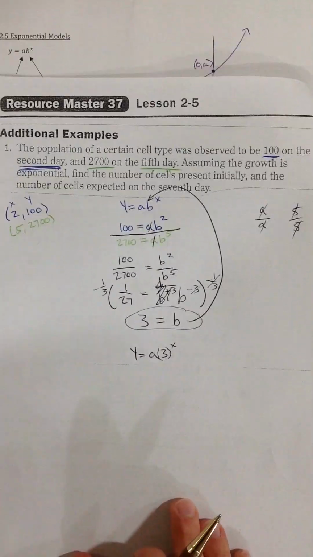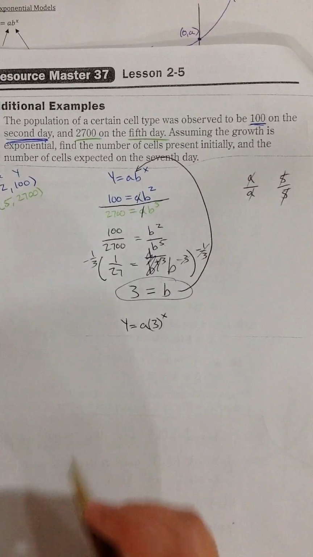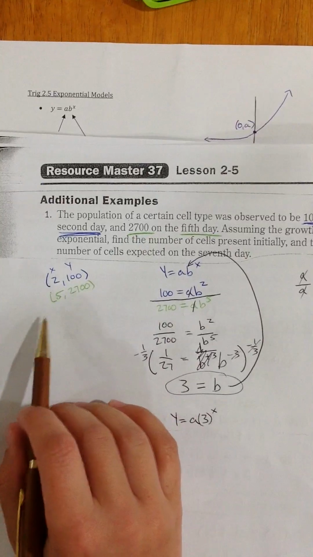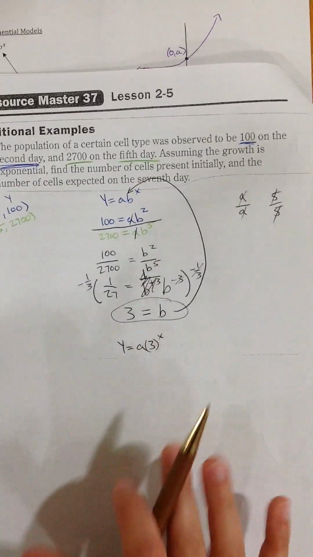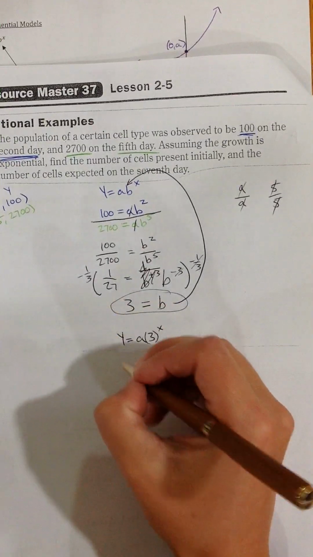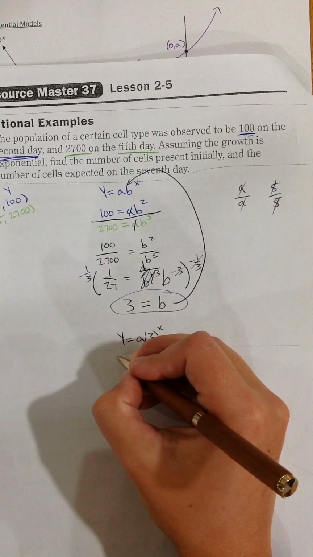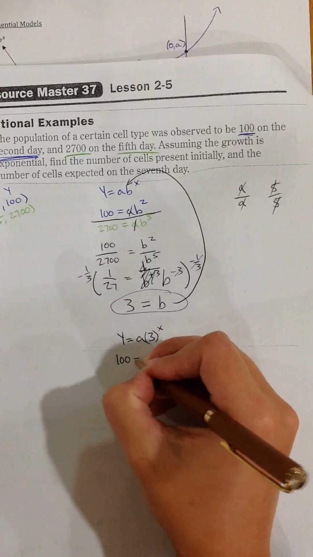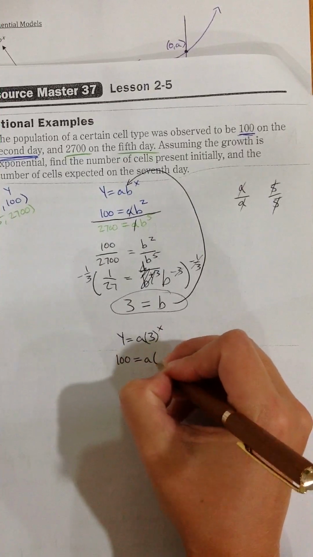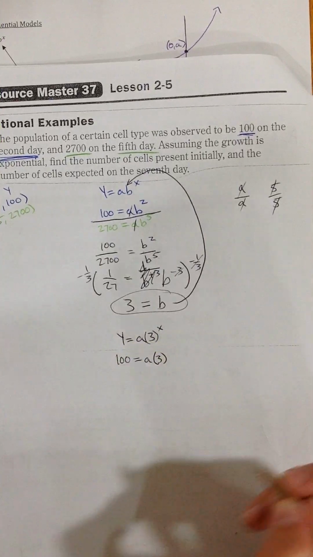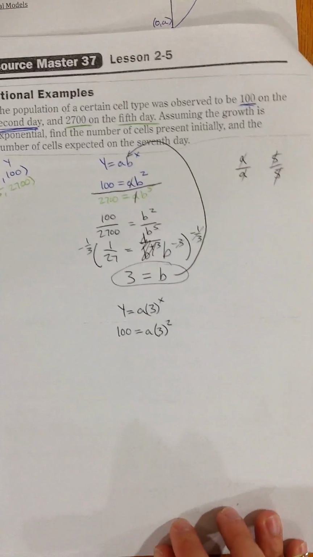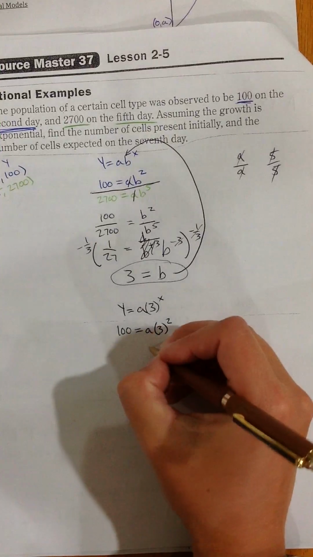And then to be able to find the a, what you're going to want to do is take one of your ordered pairs. Doesn't matter which one you choose, the 2, 100 or the 5, 2,700, and you're going to plug that in. So I'm going to go the 100 and the 2. So I'm going to go 100 is equal to a, and then 3 to the power of, my x is going to be 2. And then I would take 3 and square it, which is 9.